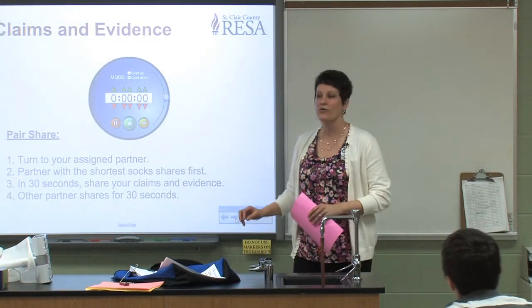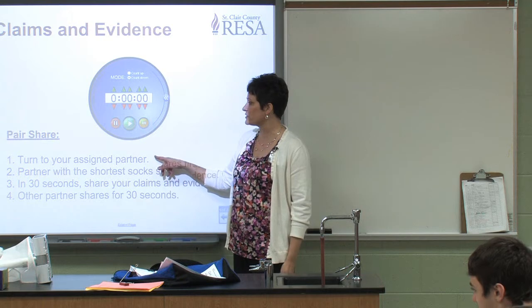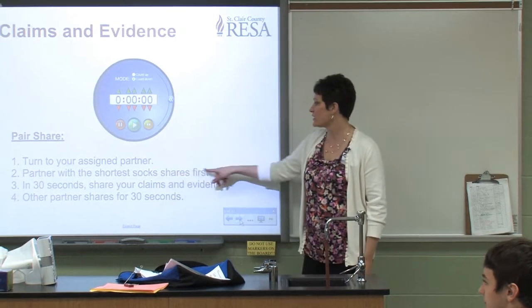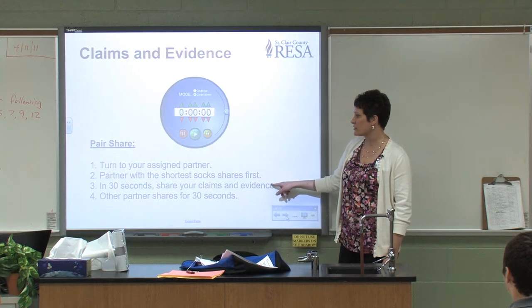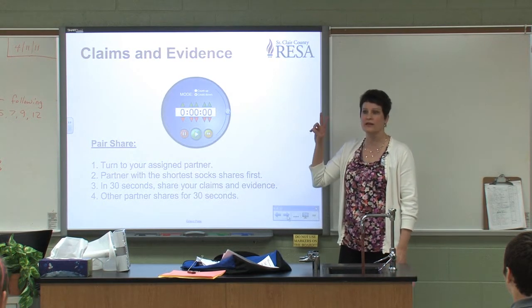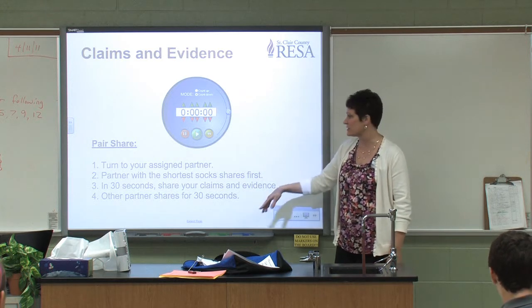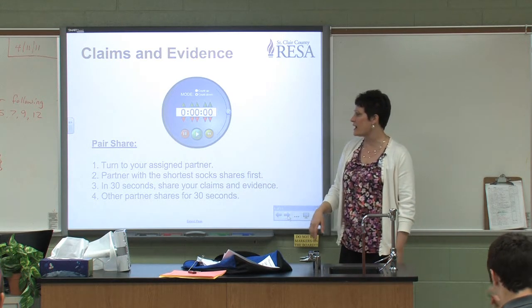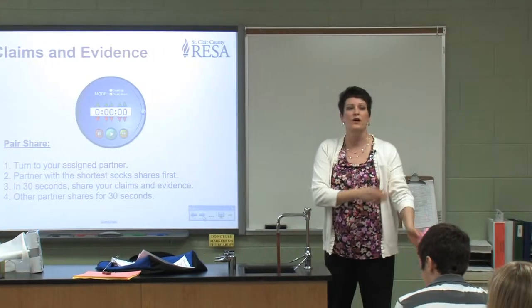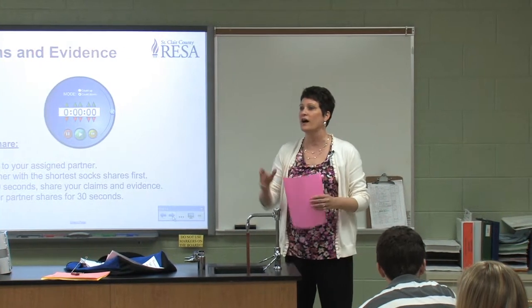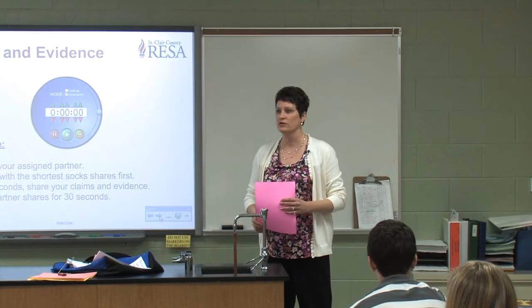You should know who's going to go first now, because you're going to turn to your assigned partner. The partner with the shortest socks is going to share first, for 30 seconds. You're going to share the 2 claims and evidences that you wrote, because we wrote the first one together. You don't need to share that one. When the timer goes off, the next person will go for 30 seconds. We have some groups of 3, so we'll have another 30 seconds also. Any questions on what you're to do?